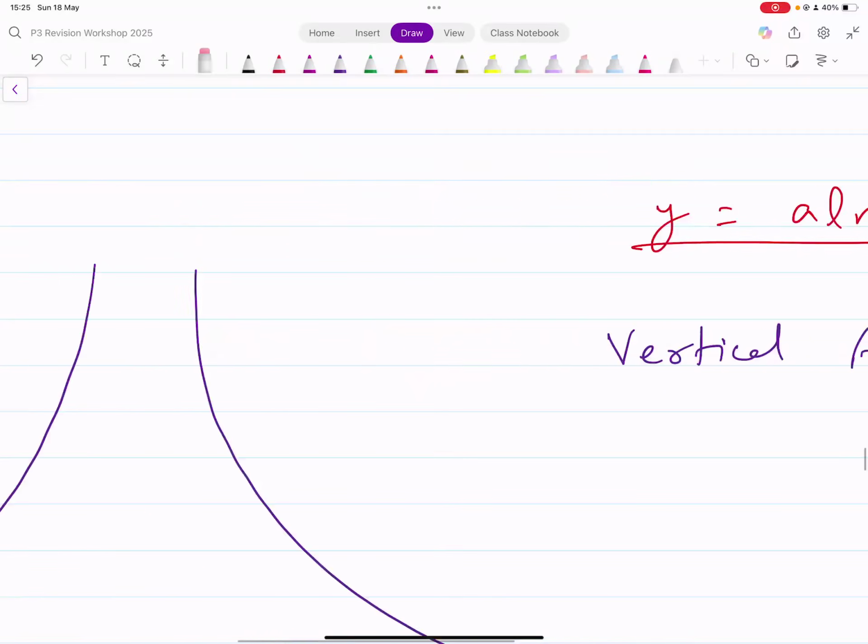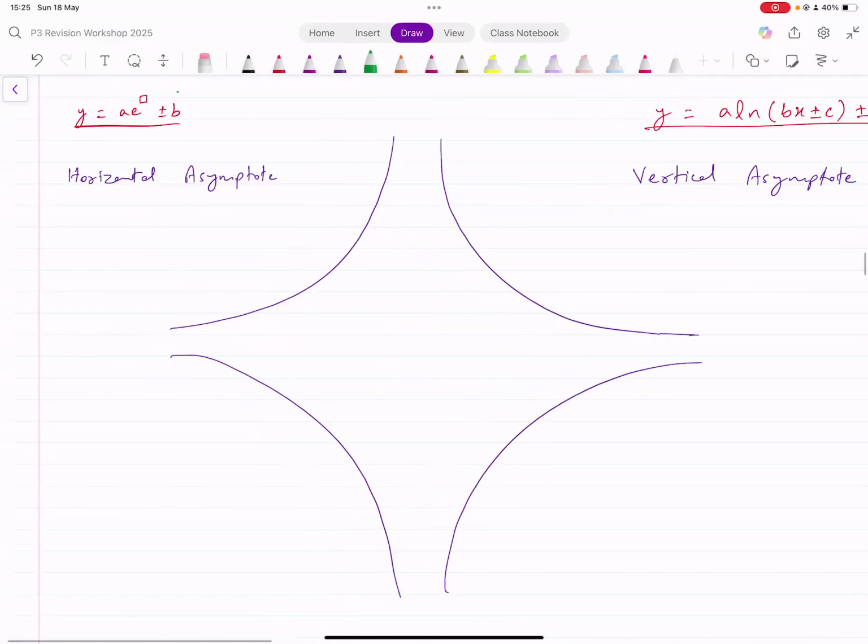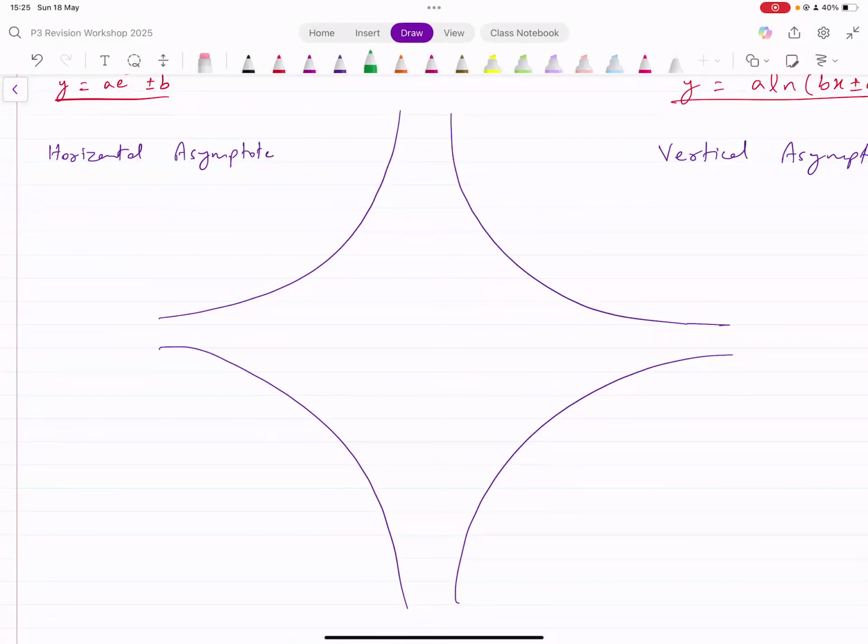Now, for these two graphs, exponential and log, roughly, these are what the shapes are going to look like. These are the 4 possible shapes that you would have for the log graphs and the exponential graphs. Right, roughly, this is what the shapes are going to look like. These 4 shapes. These are 4 different graphs. This is 1, 2, 3, 4. One of these shapes you would get when you draw the graph of either log or exponential.